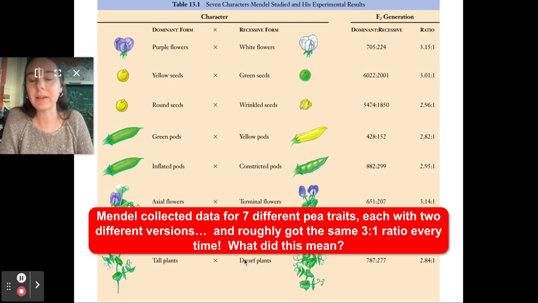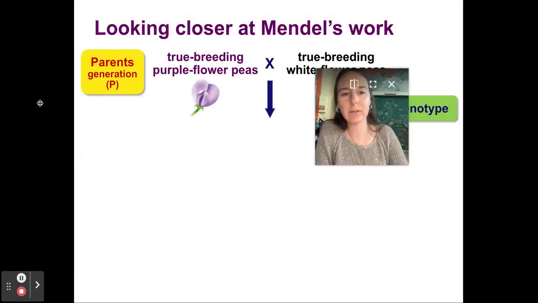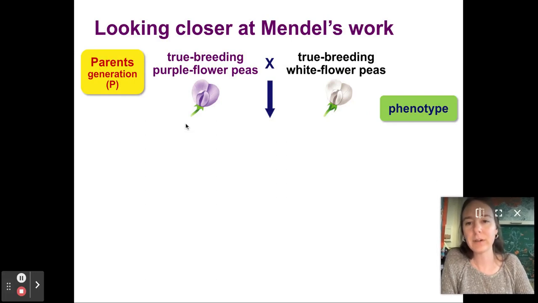And what did this mean? What did he find from this research? So let's look a little bit closer at what he did. So first, he took this parental generation. Remember, these are true breeding purple flowers.